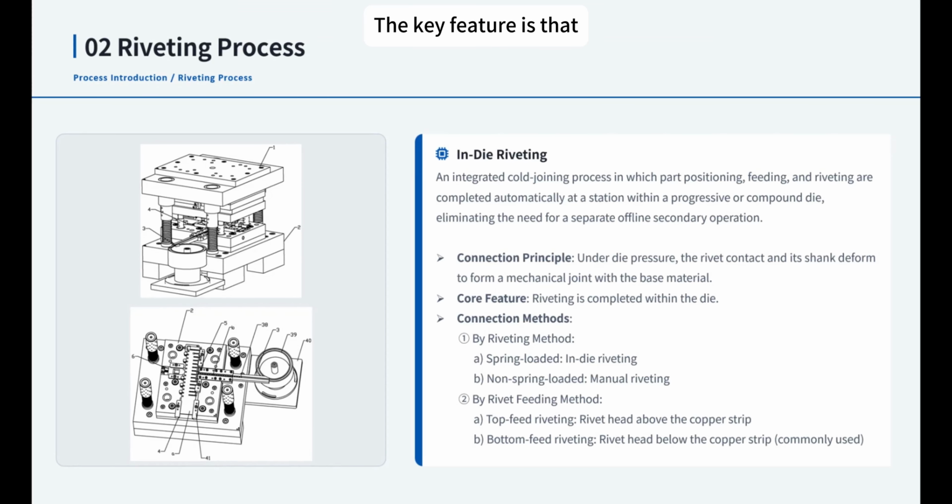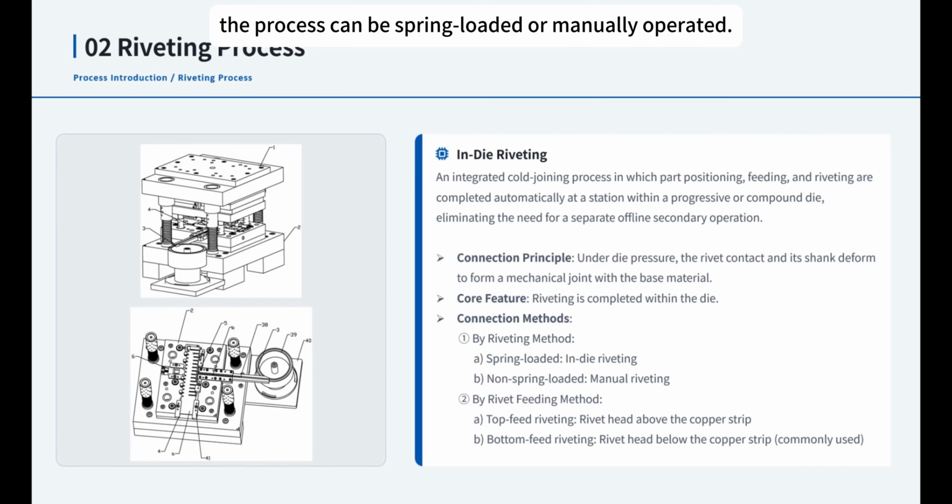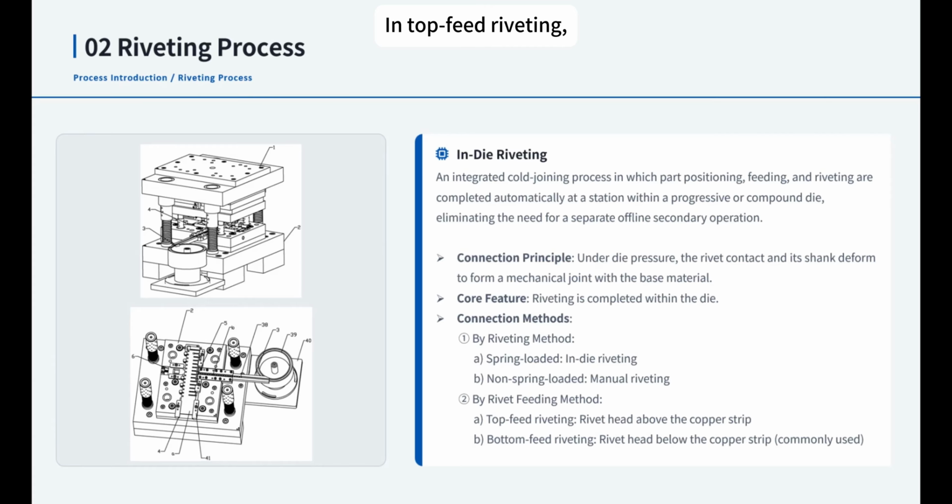The key feature is that riveting is completed directly inside the die. Depending on how the riveting force is applied, the process can be spring-loaded or manually operated. It can also be divided into top-feed and bottom-feed riveting. In top-feed riveting, the rivet head is above the copper strip. In bottom-feed riveting, it is below. The bottom-feed method is more commonly used.